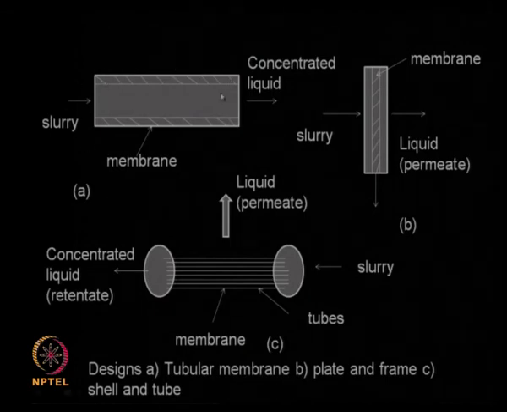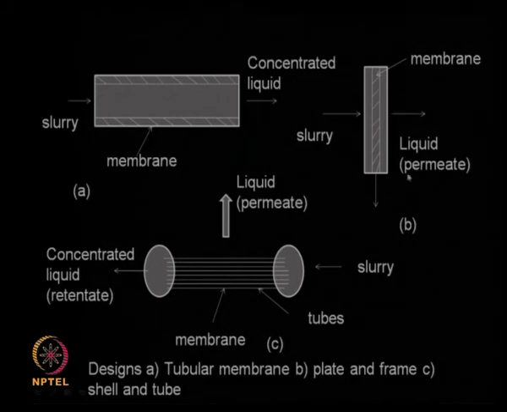So it is a tube and the walls are made up of the membrane material. Okay. So the slurry flows and the liquid or the solvent may permeate out through the surface of these tubes. So in this side you may end up having concentrated liquid.